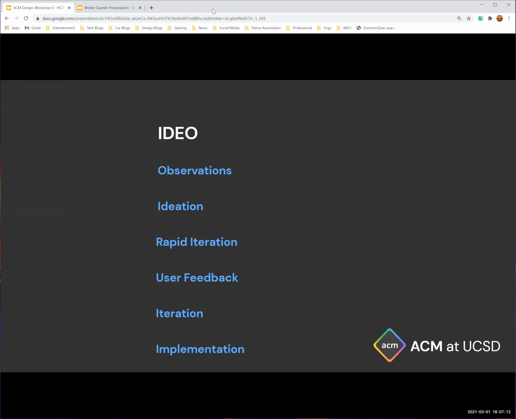But we are going to focus on the 6 steps that were developed by IDEO as a part of their human-centered design field guide, and is also available on their website as a list of how they do design. So we begin with observations.